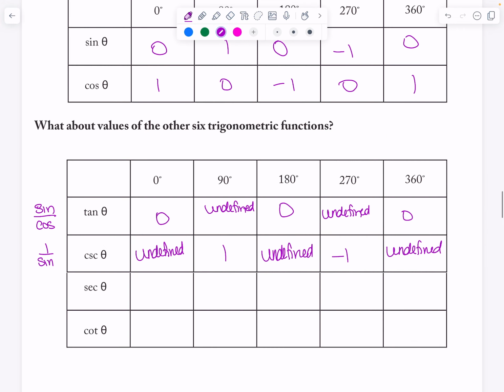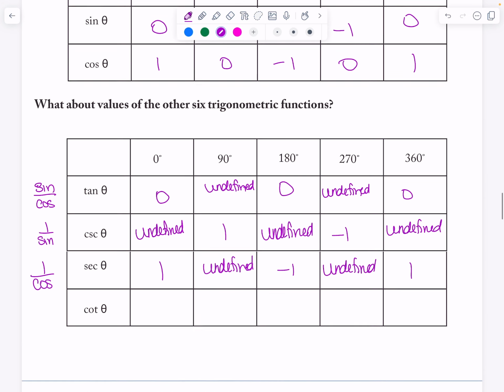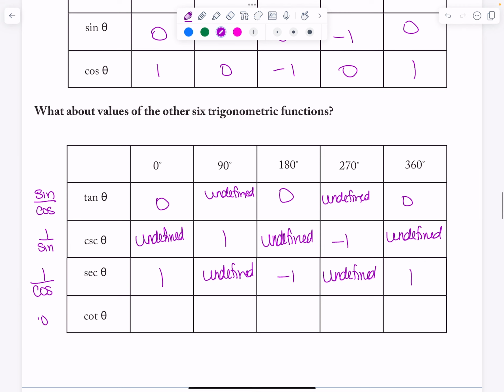And then my secant is 1 over cosine. So that is 1, and then that's undefined. And then that is negative 1, and then undefined. And then 1. And then my cotangent is going to be cosine over sine.